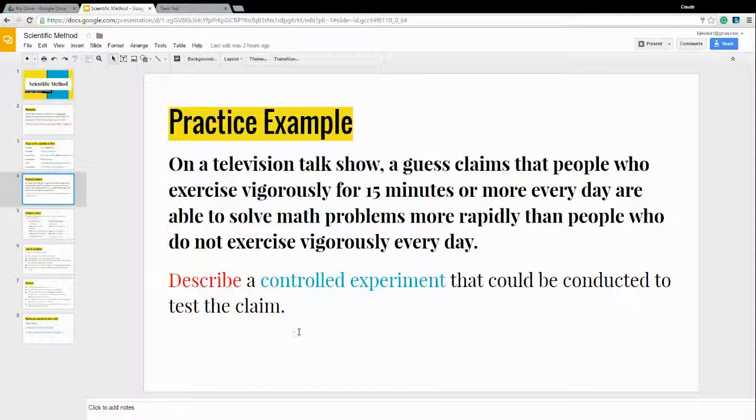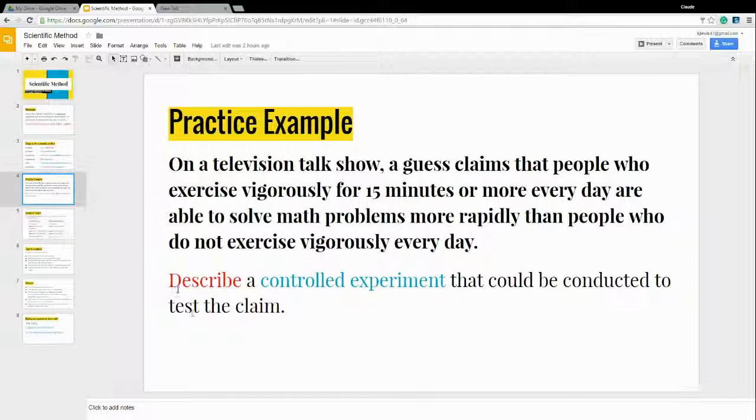Here's an example. On a television talk show, a guest claims that people who exercise vigorously, that means you're working out, doing jumping jacks, whatever you need to bring on the sweating, the palpitating of the heart, the fast beating of the heart, that's vigorous exercise. Okay, they need to do this for 15 minutes on a daily basis. And if they do this, they're able to solve math problems more quickly than those people who do not engage in vigorous exercise every day.